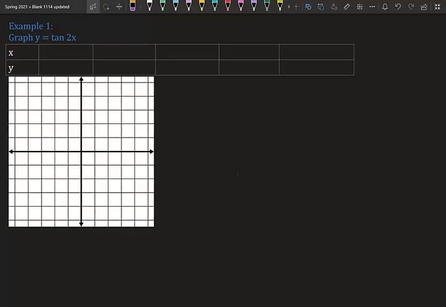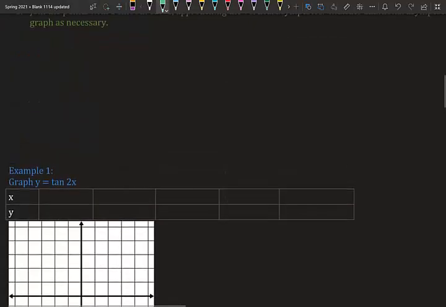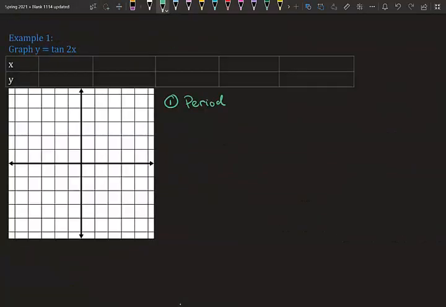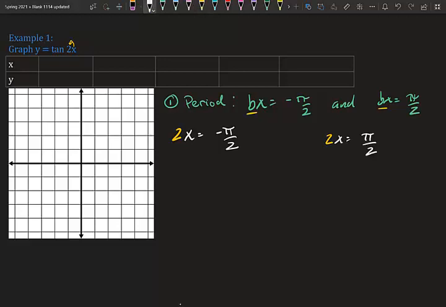All right, let's actually practice this. Example 1, graph y equals tan 2x. So our first thing is to find the period. The formula is bx equals negative pi over 2 and bx equals pi over 2. bx is just the number with the x, which is 2, so that's the number we plug in. So we have 2x equals negative pi over 2, and 2x equals positive pi over 2. We divide each side by 2, and we get x equals negative pi over 4, and x equals pi over 4.